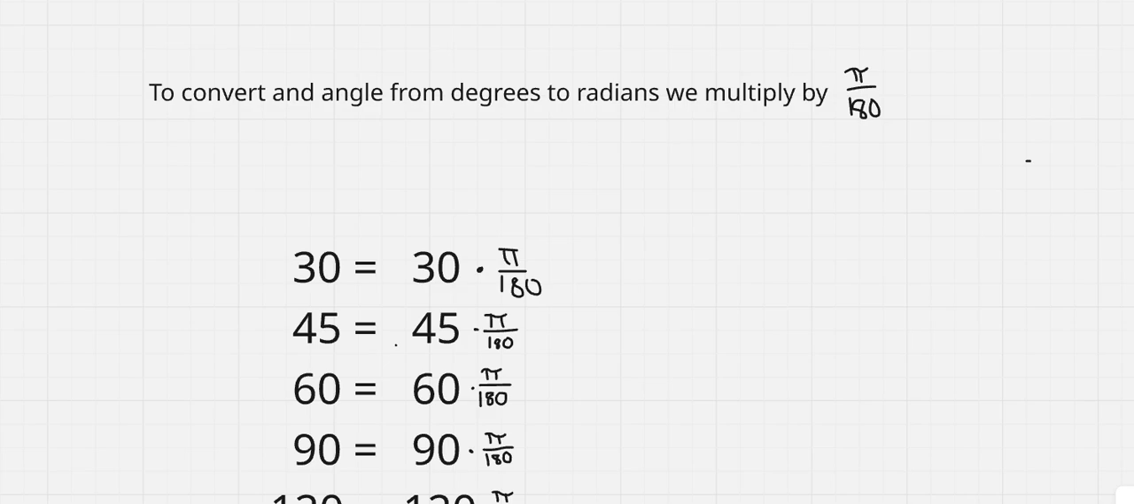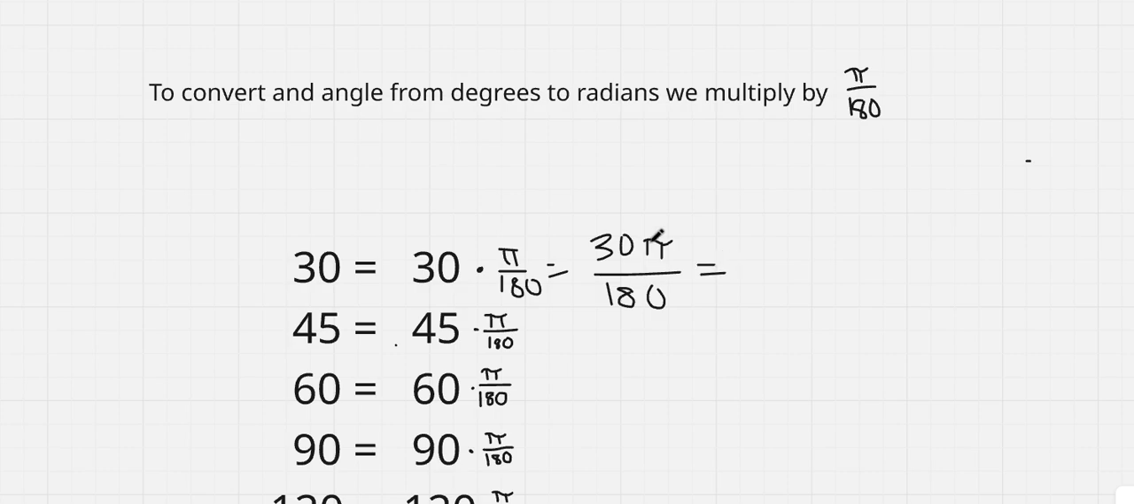To convert an angle from radians to degrees, we multiply by pi over 180. So let's start with 30 degrees. To convert 30 degrees to radians, we're going to multiply 30 times pi over 180, which gives us 30 pi over 180. And as we know, if we have a common factor for both 30 and 180, we're going to simplify it. The common factor for 30 and 180 is simply 30.